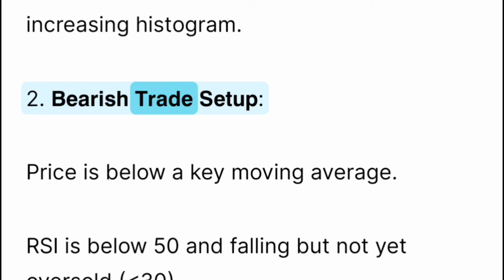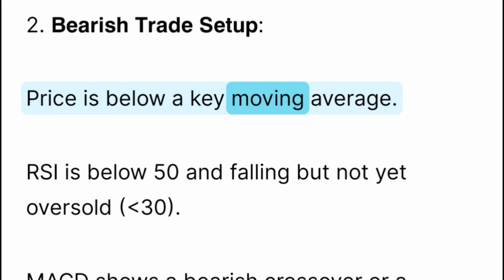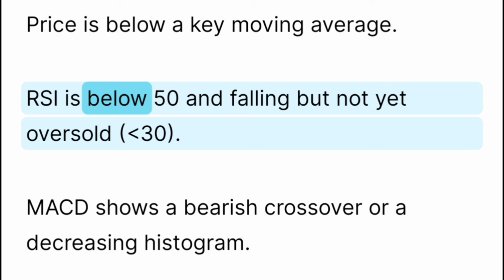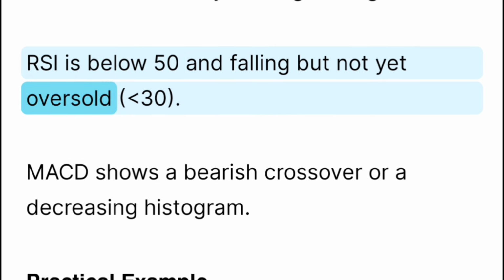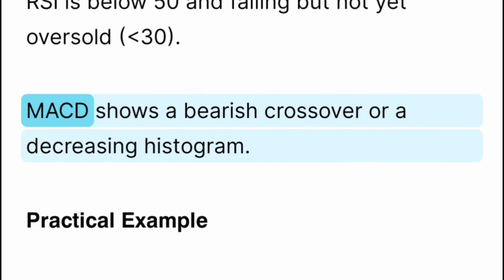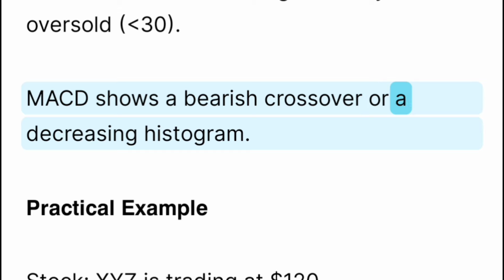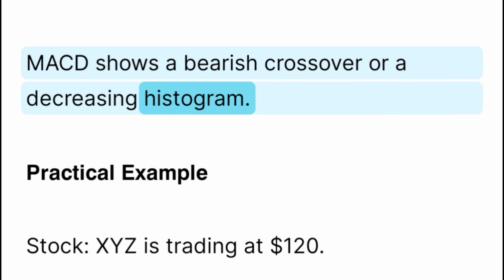2. Bearish trade setup. Price is below a key moving average. RSI is below 50 and falling but not yet oversold, 30. MACD shows a bearish crossover or a decreasing histogram.